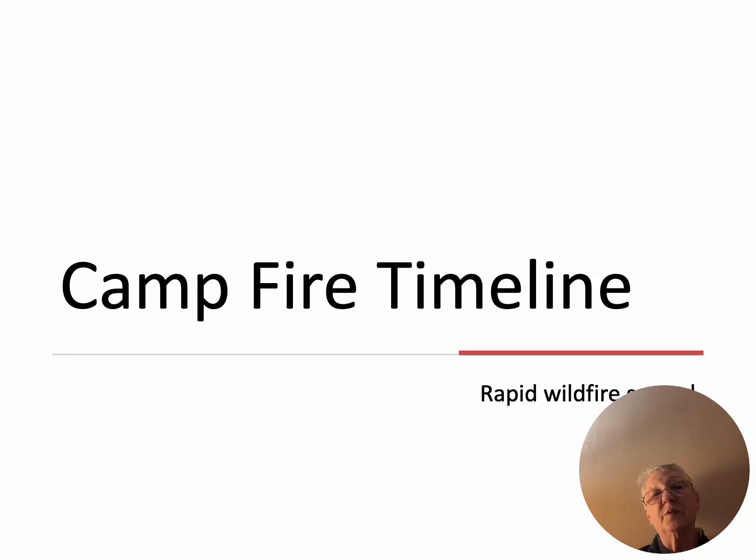Relative humidity was very low. Vegetation was critically dry following a prolonged drought. And there were strong Diablo winds that exceeded 40 to 50 miles per hour. These conditions allowed the fire to spread really fast in the forested areas.